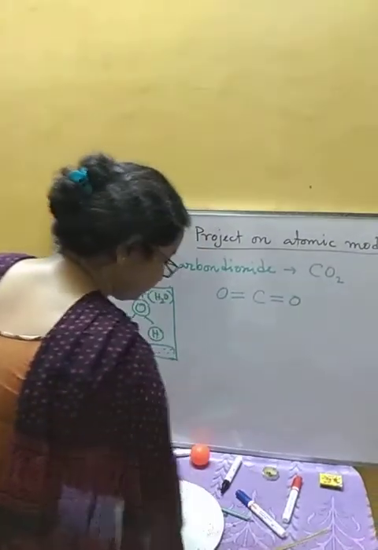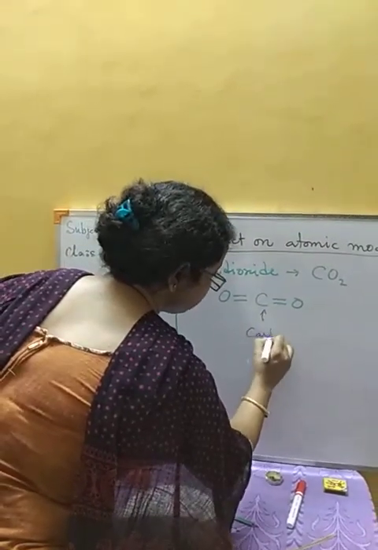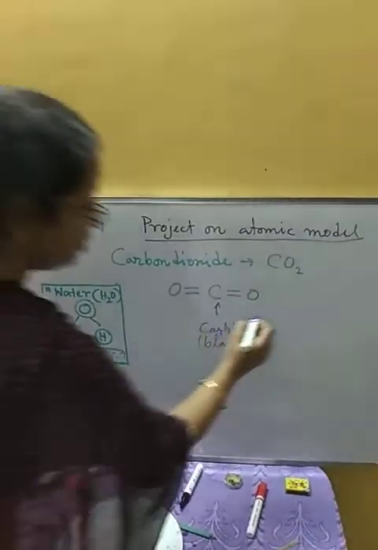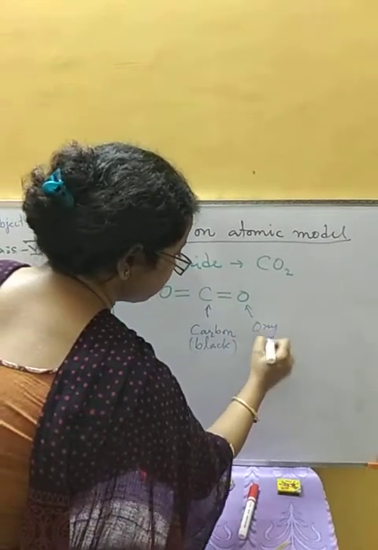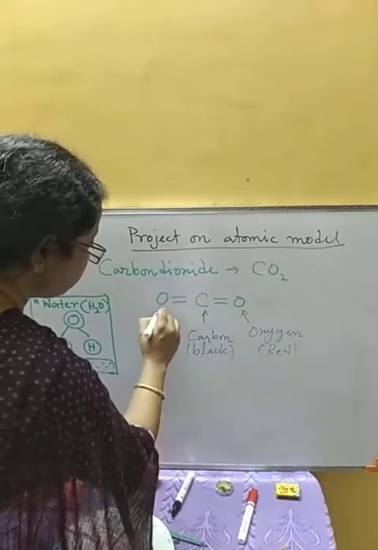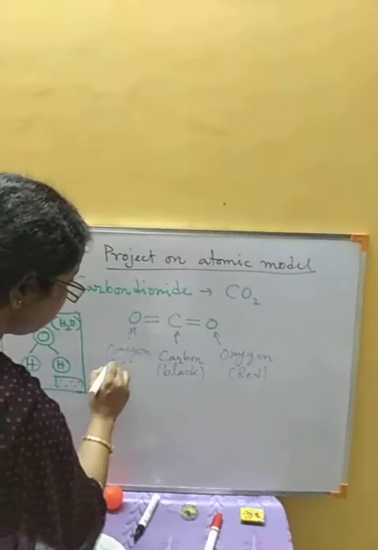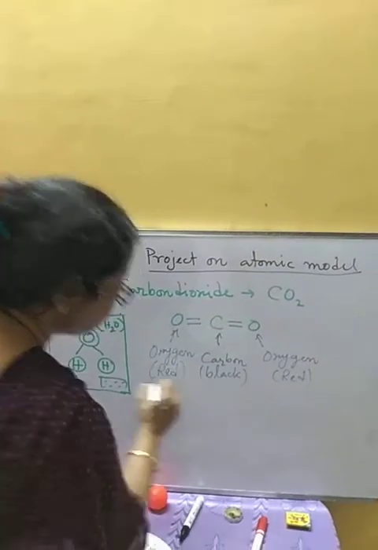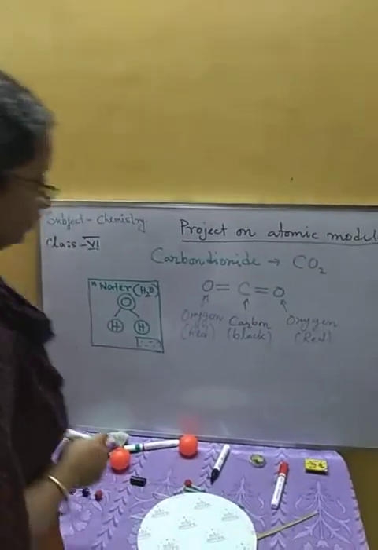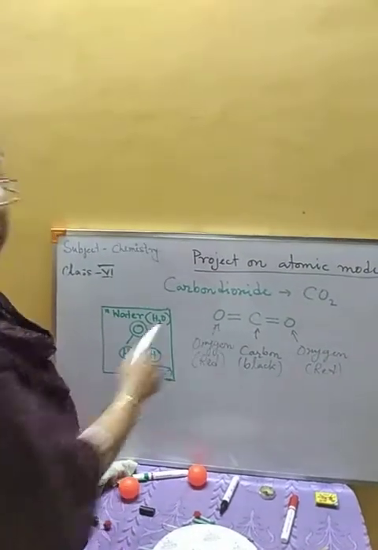This is carbon, and for this we are using black color. This is oxygen, and for this we are going to use red. This is also oxygen, and for this also we are going to use red. Ready. So we need two red balls and one black ball for making the model of carbon dioxide.